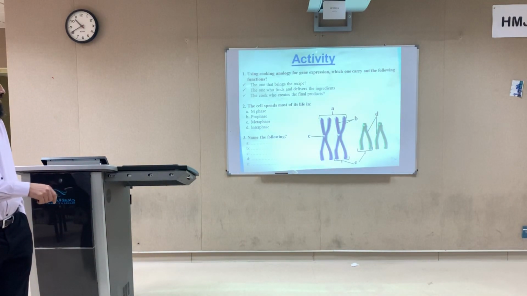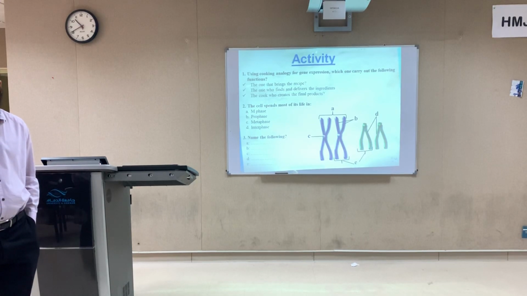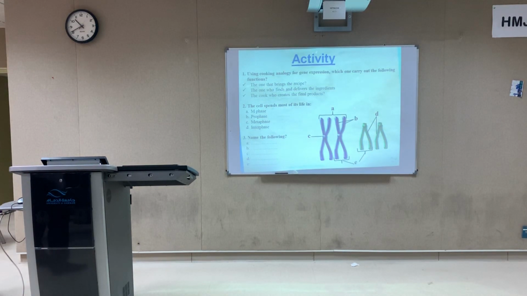To me, whoever made this activity, it looks like non-homologous chromosomes. They're not homologous. That's what I think about it. This chromosome is not homologous to that chromosome. Remember homologous chromosomes, one from the mother and one from the father? We have 23 homologous pairs.